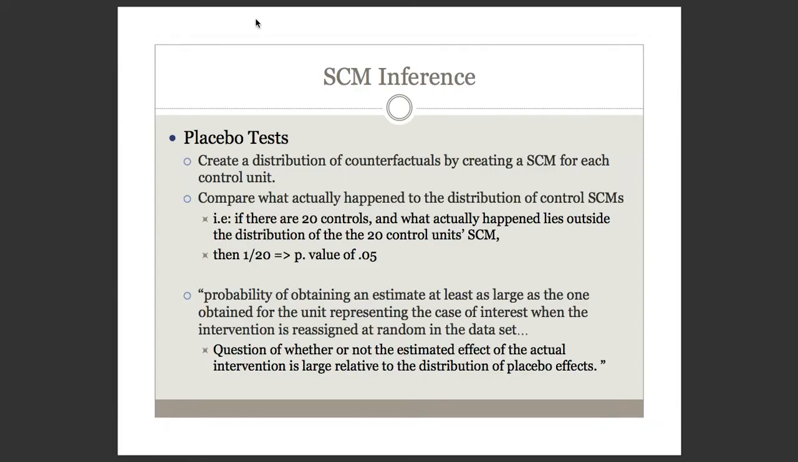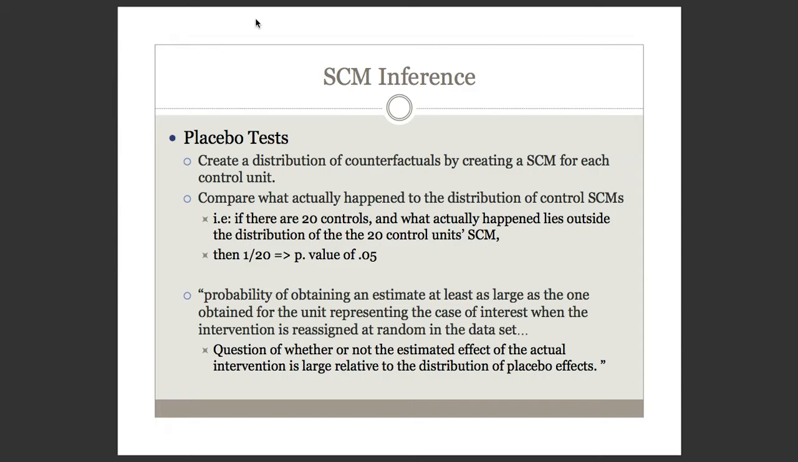So the idea of the inference test is that we want to look at what was the chance that this just happened by coincidence. And the way I do that is with a placebo test. That is done by taking every country in the donor pool for Jordan and running a synthetic control model for each of these countries that did not receive the treatment.